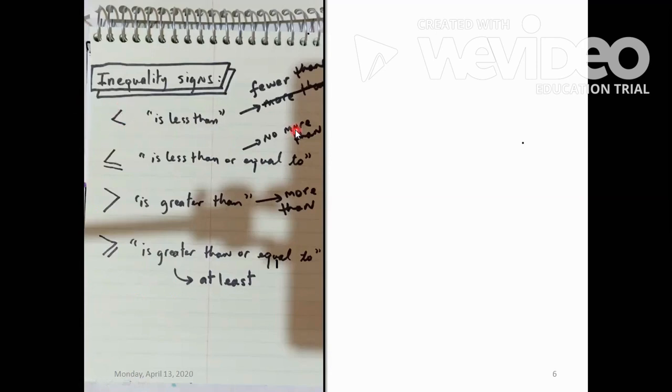All right, so another phrase that we could use to describe less than, we could say fewer than. And the one below is less than or equal to. Another phrase that we could use to describe that one is no more than. The third one here is greater than. Another phrase we could use is more than. And the last one is greater than or equal to. And another phrase that we could use to describe that is at least.